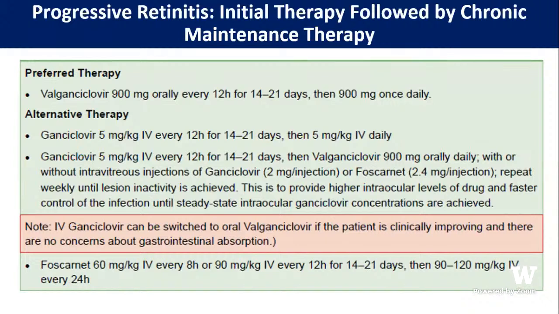Also, sometimes intravitreal injections of ganciclovir or foscarnet are given by your ophthalmologist, if they will help in healing these lesions faster, but that can only be done by an ophthalmologist. And you can switch from IV ganciclovir, which is far more expensive, to oral valganciclovir, which is relatively inexpensive, but you have to give it for a very, very extended period of time. Another alternative treatment is foscarnet, which can be given IV. Next.